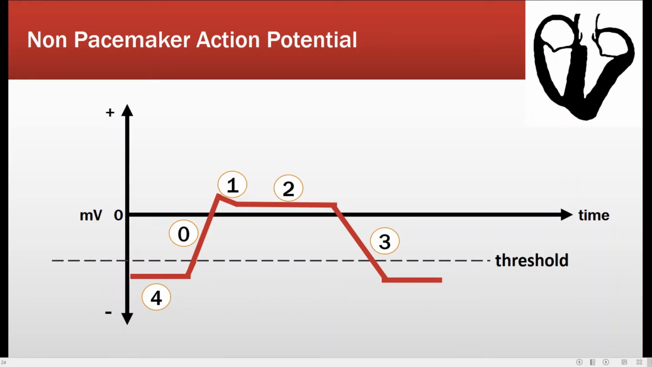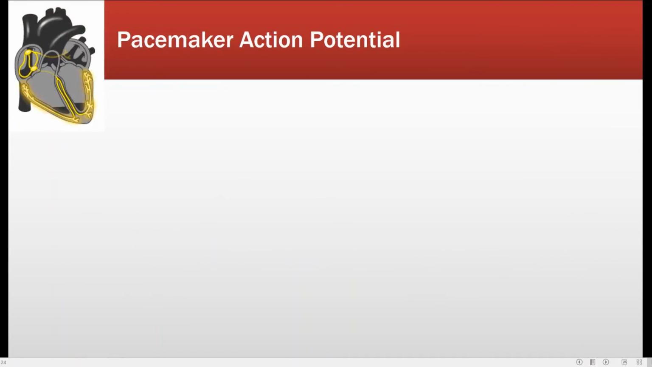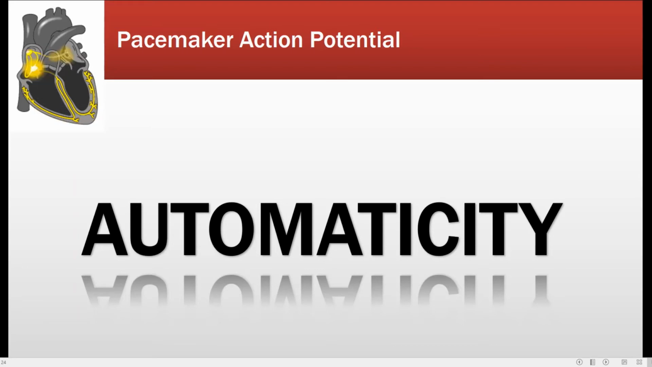Now let's see your pacemaker action potential. So this pacemaker action potential, the responsible cells here are your pacemaker cells. And pacemaker cells are unique because they make your heart beat in unison. So that property is what we call automaticity. So your pacemaker cell has this type of property, automaticity.